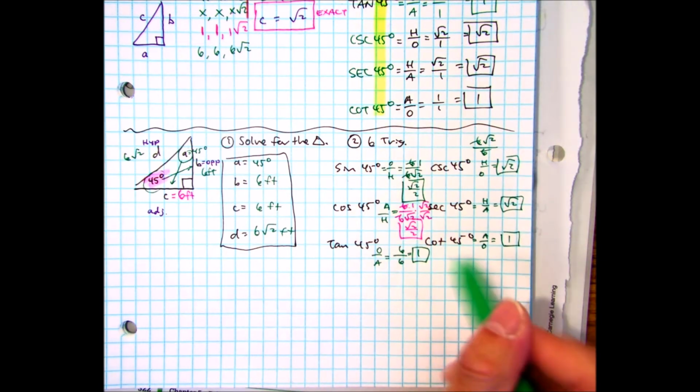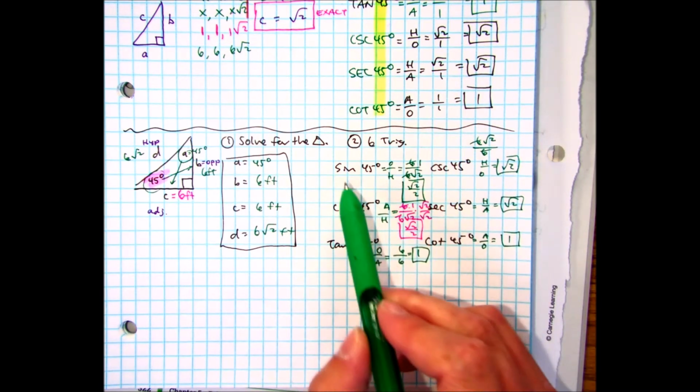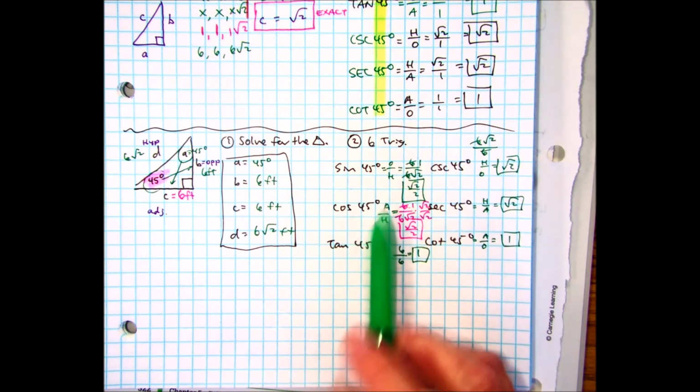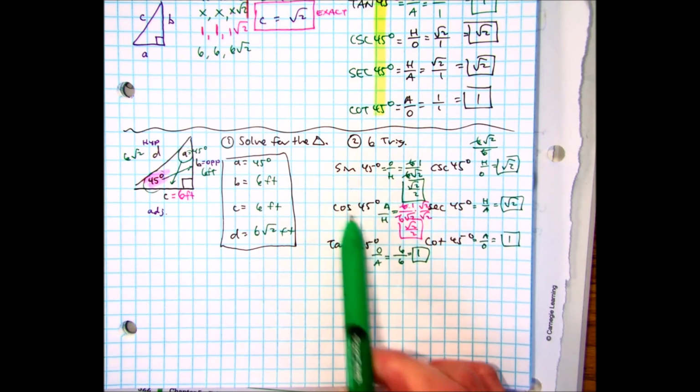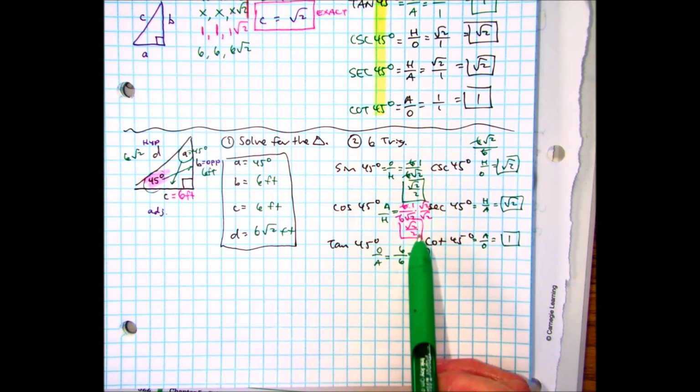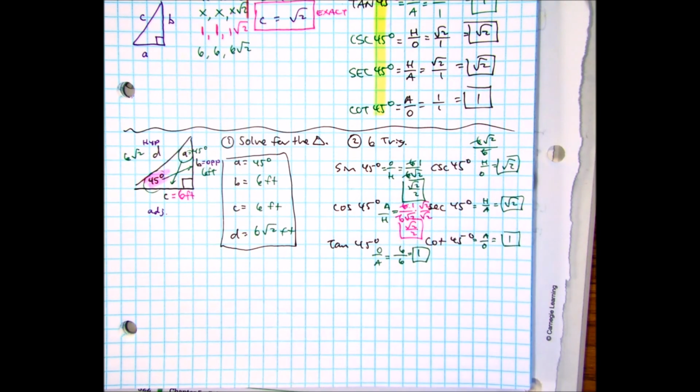Some of you are going to start memorizing, well, that means sine and cosine at 45 are radical 2 over 2. You're going to recognize, starting to see patterns.